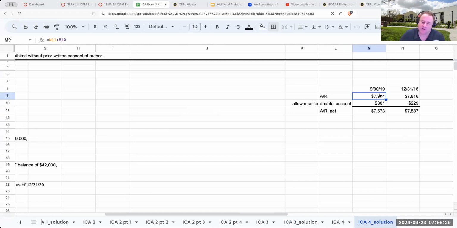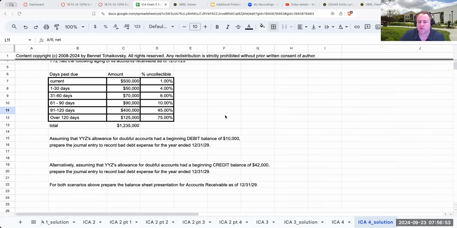Similarly, if there are accounts receivable that we think we'll have a problem collecting, someone goes bankrupt, something bad happens, I need to make an allowance for uncollectible accounts. When we're doing this, we take a balance sheet approach. On my balance sheet, I'm going to show accounts receivable, net. So let's take a look at this particular question.